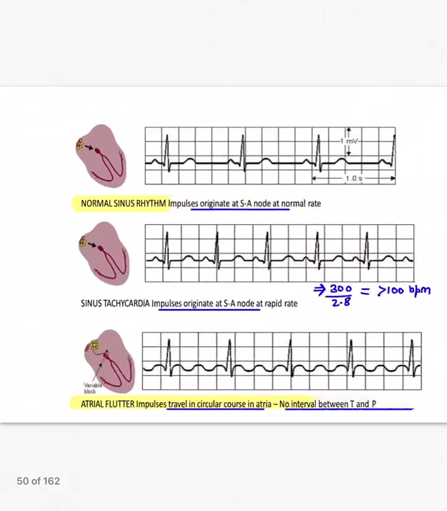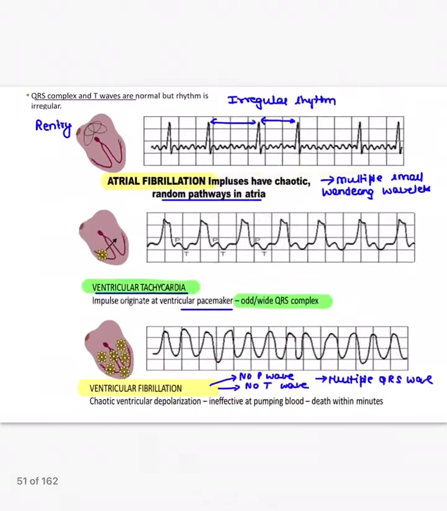This is important. Now we have already read about normal sinus rhythm. You can check sinus tachycardia, where the heart rate is more; you can see it comes out to be more than 100. Then if you talk about atrial flutter, what happens is you have sawtooth waves, that is, multiple flutter waves. Now coming on to atrial fibrillation: each QRS is not preceded by a P wave and the rhythm is irregular.